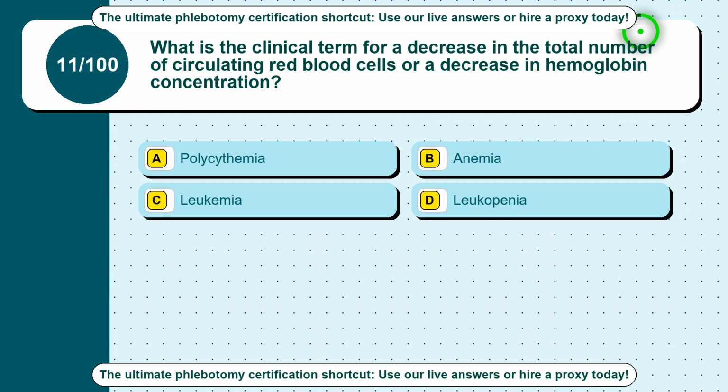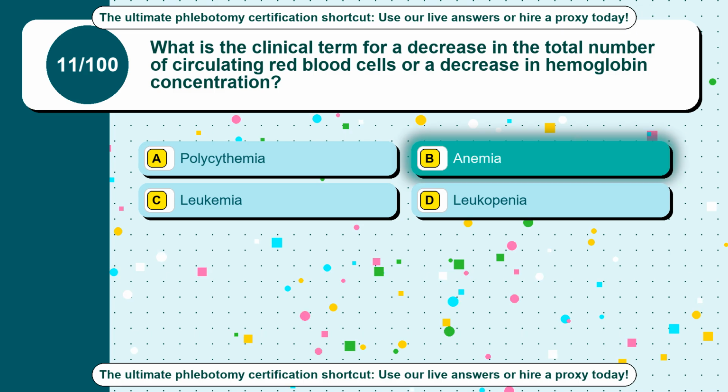Question 11. What is the clinical term for a decrease in the total number of circulating red blood cells or a decrease in hemoglobin concentration? Option A. Polycythemia. Option B. Anemia. Option C. Leukemia. Option D. Leukopenia. The correct answer is option B.